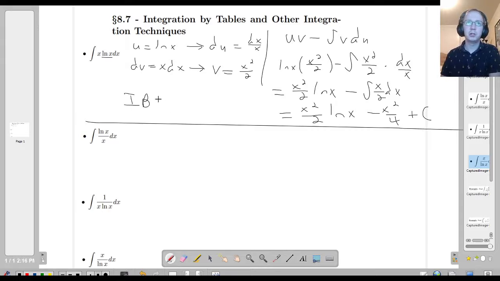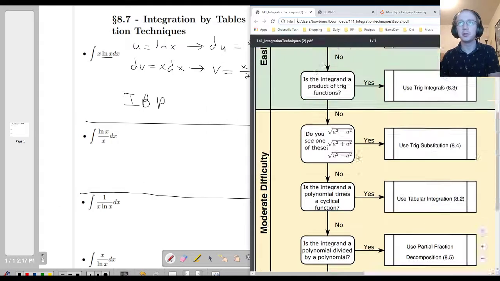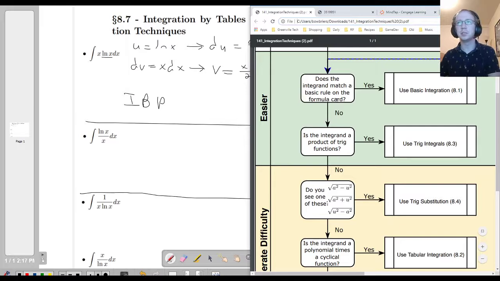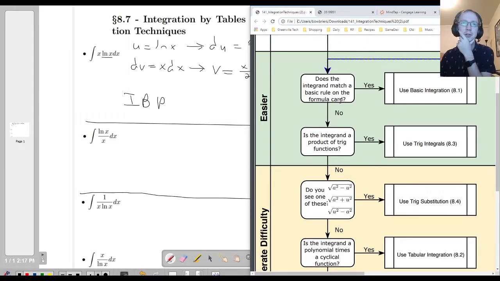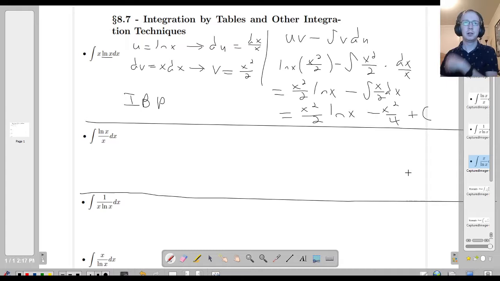So our first one used integration by parts. We had to go all the way down the flowchart. Our second one looks a little different, and we're going to need to decide which thing from the flowchart we can use. So looking back at our flowchart, start at the top again. Does this match a basic rule on the formula card, or just some basic technique we learned? Well, in this case, I'm thinking maybe I can just do a u substitution and do the power rule. So let's try this out.